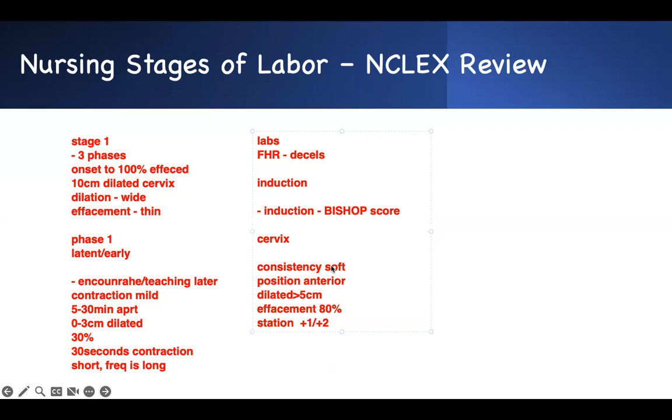If none of these is met, this is the score. The score is from 0 to 14, and they grade them. I've given you a score of 3 for each, but you don't need to memorize the score. Just know what is involved: consistency, position, dilation, effacement, and station. And the keyword is Bishop score, to look for whether the patient is going to be successful with induction. Okay, so that's phase one.